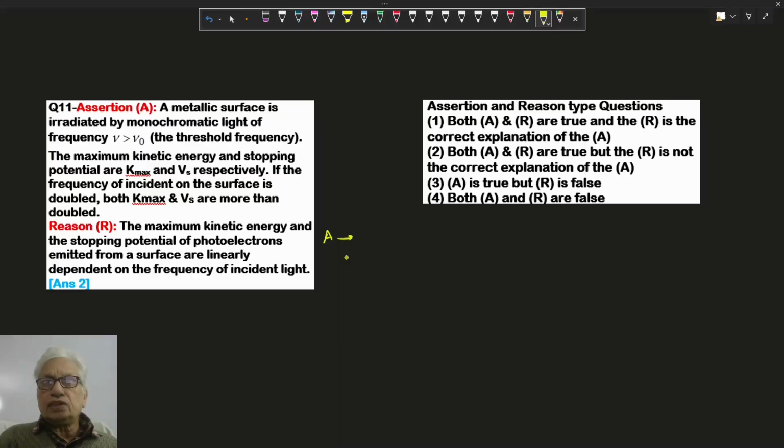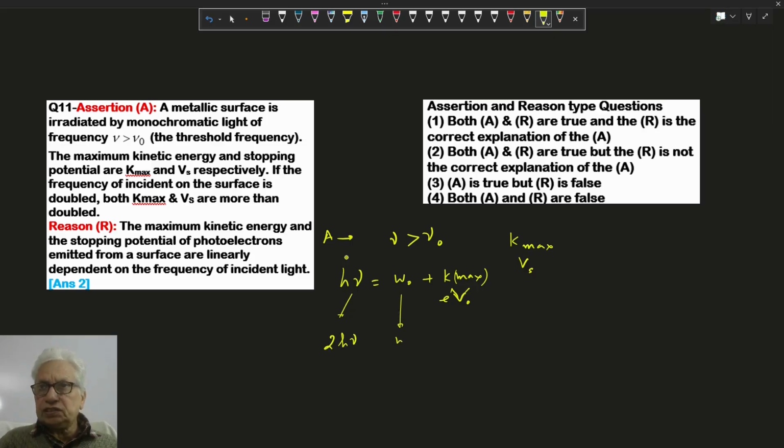Here assertion: a metallic surface is irradiated by monochromatic light of frequency more than the threshold frequency. Maximum kinetic energy K max and stopping voltage. If the frequency is doubled, the maximum kinetic energy and the stopping voltage, since the work function is constant, should be more than double. Kinetic energy is more than double, stopping voltage also. So it is true. Assertion is correct. Now what about the reason here? The maximum kinetic energy and stopping voltage of the photoelectrons emitted from the surface are linearly dependent on the frequency.